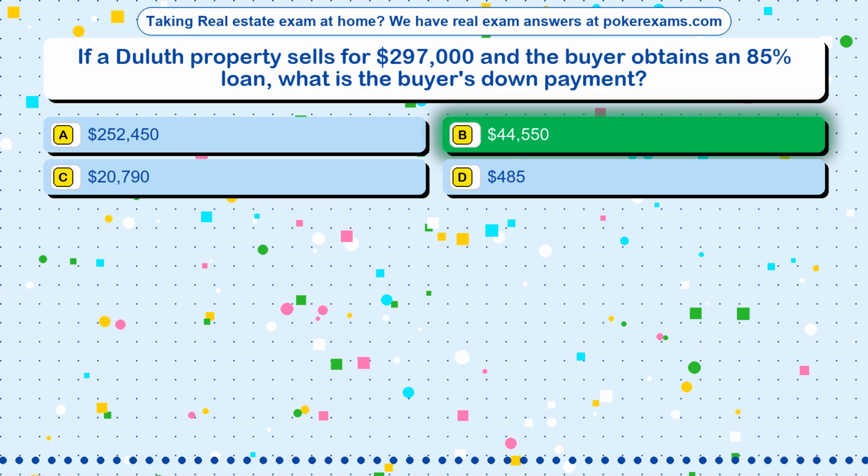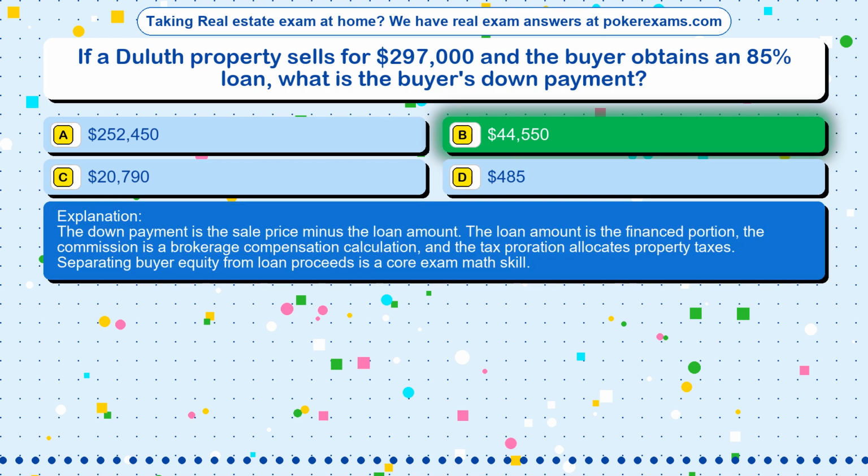The correct answer is option B. $44,550. The down payment is the sale price minus the loan amount. The loan amount is the financed portion, the commission is a brokerage compensation calculation, and the tax proration allocates property taxes. Separating buyer equity from loan proceeds is a core exam math skill.